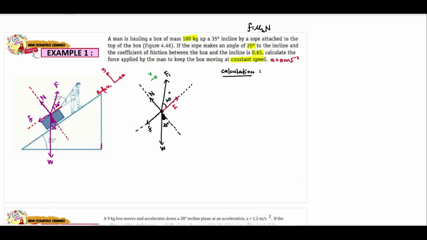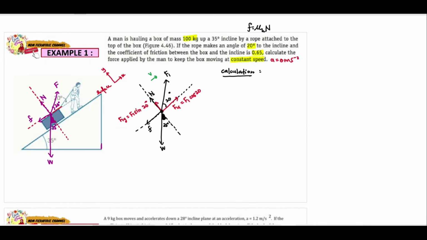Ini chapter 1 ya. Ingat lagi. Which is equal to F1 cos 20 degree. And saya akan resolve kepada F1y. Which is F1y equal to F1 sin 20 degree. Okay. And how about W? W pun kena resolve sebab dia ada angle.